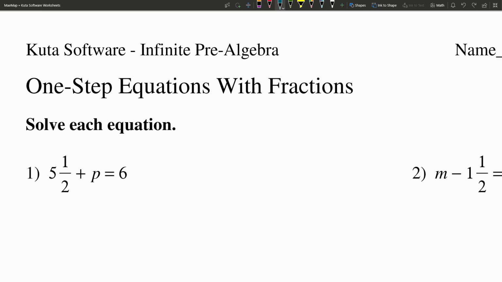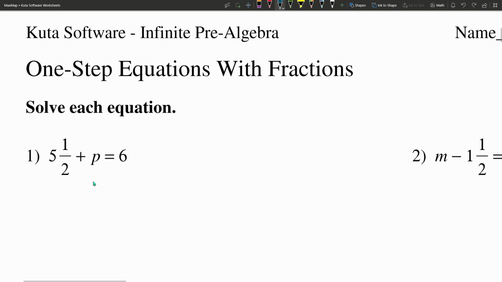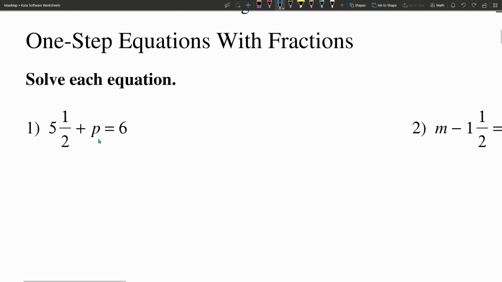Remember, our goal in this is to isolate our variable, and in the case of number one, that variable, you can see, is p. So if we're isolating p, how do we get rid of this 5.5? Well, we're just going to move it to the other side of the equation. And because it's technically added with p, we're just going to subtract 5 and 1/2 from both sides.